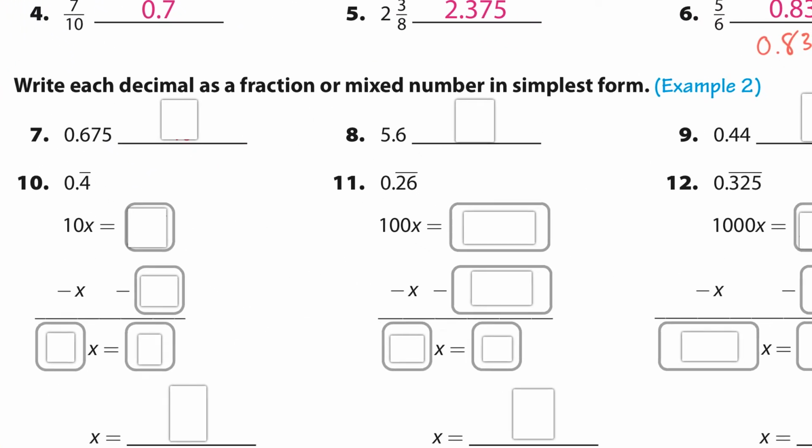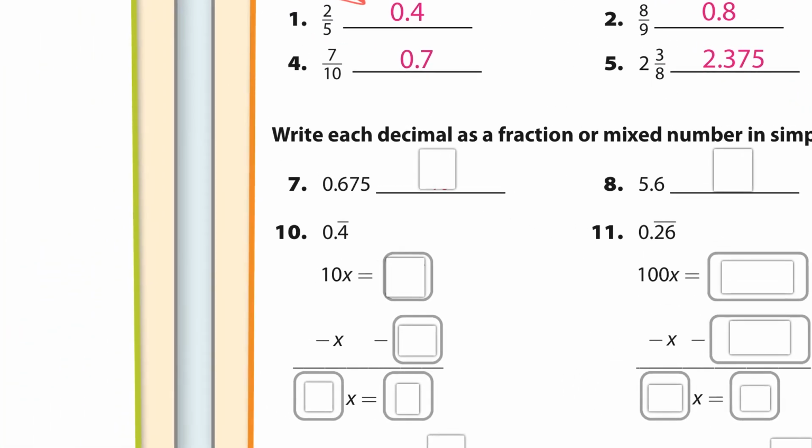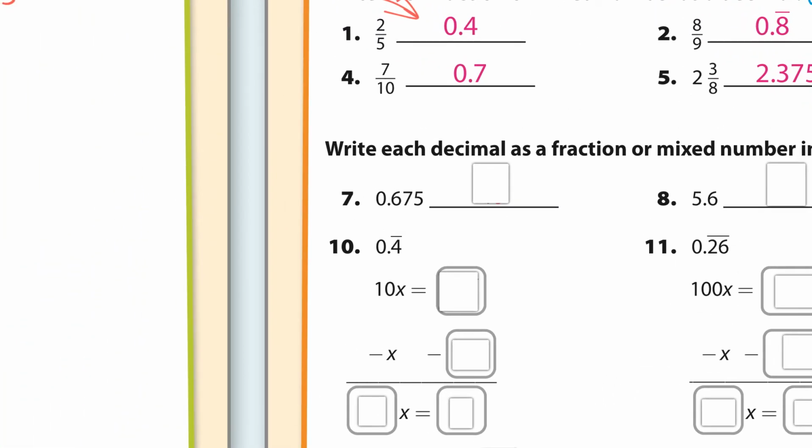Mixed number. So write each decimal as a fraction. Now, if I write 0.675, this 5 is in the thousandths place, so it's 675 over 1,000. And then when you simplify that, that's where you get this fraction here, 27 over 40. I think you can divide them both by, well, 25 probably. Yeah, divide them both by 25 and you get that.